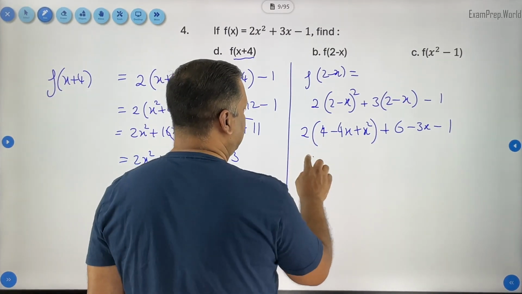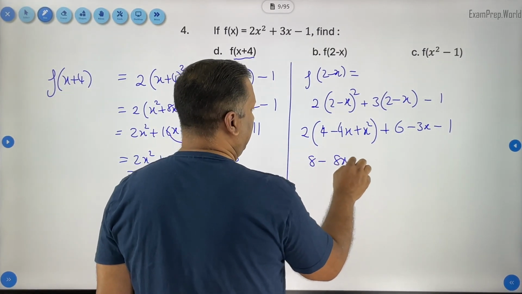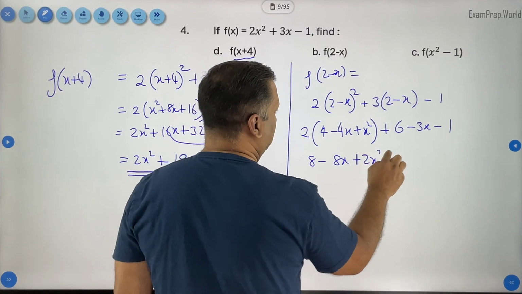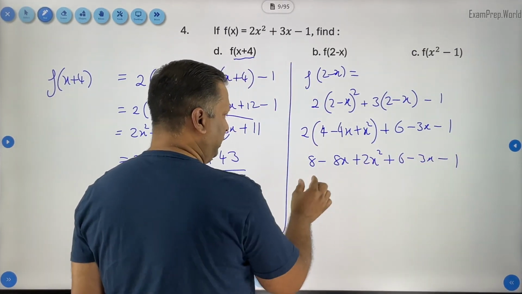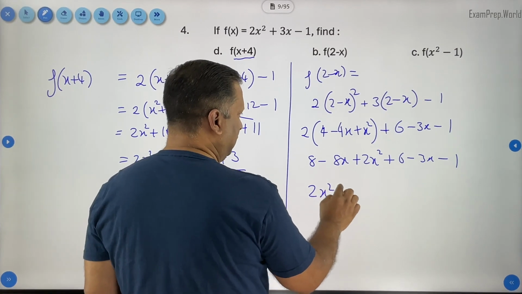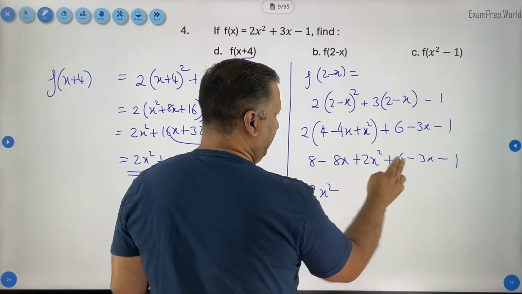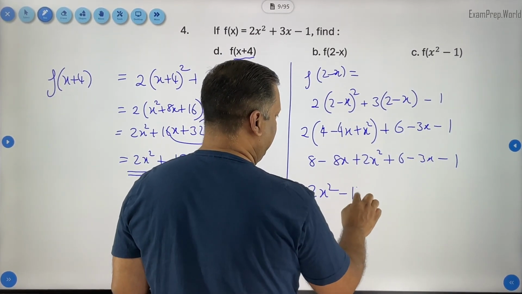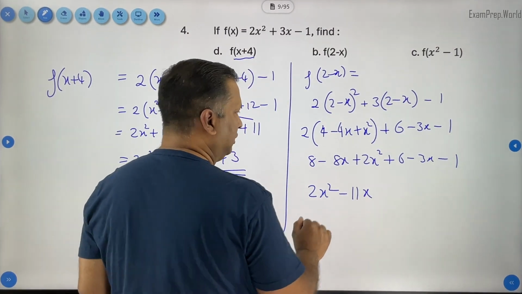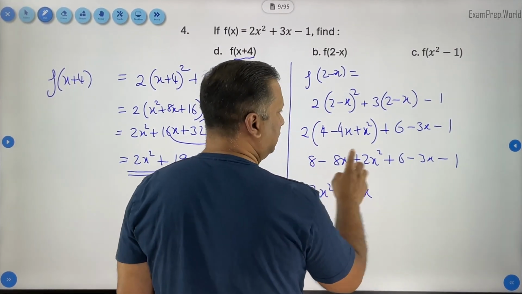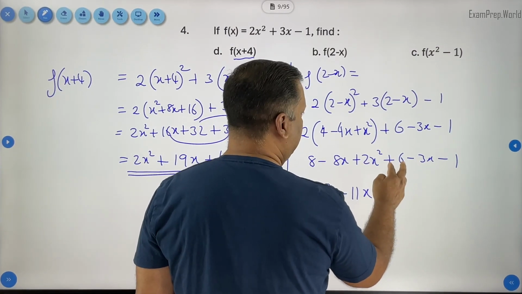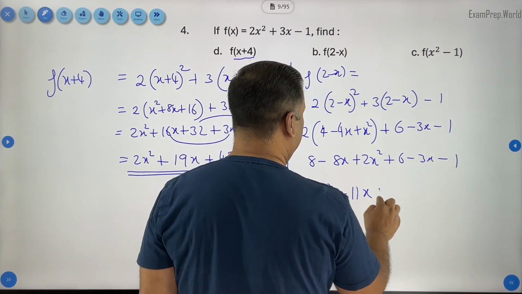So 2 times 4 is 8, minus 8x, plus 2x square, plus 6, minus 3x, minus 1. So 2x square, let us bring it here. Like terms, negative 8x and negative 3x becomes negative 11x, right? And 8 plus 6 is 14. 14 minus 1 is 13.